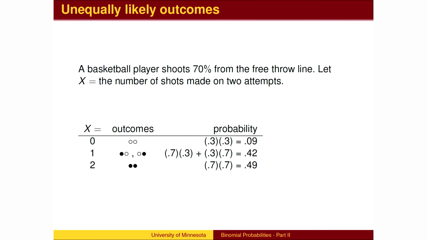Also notice that for each value of x, the probabilities of the separate strings are the same. For example, the probability of making the first and missing the second is the same as the probability of missing the first and making the second. They both multiply the numbers 0.3 and 0.7 in some order. This will be true for any number of shots. We are merely rearranging the placement of the numbers, but they are the same numbers and we get the same answer when we multiply.